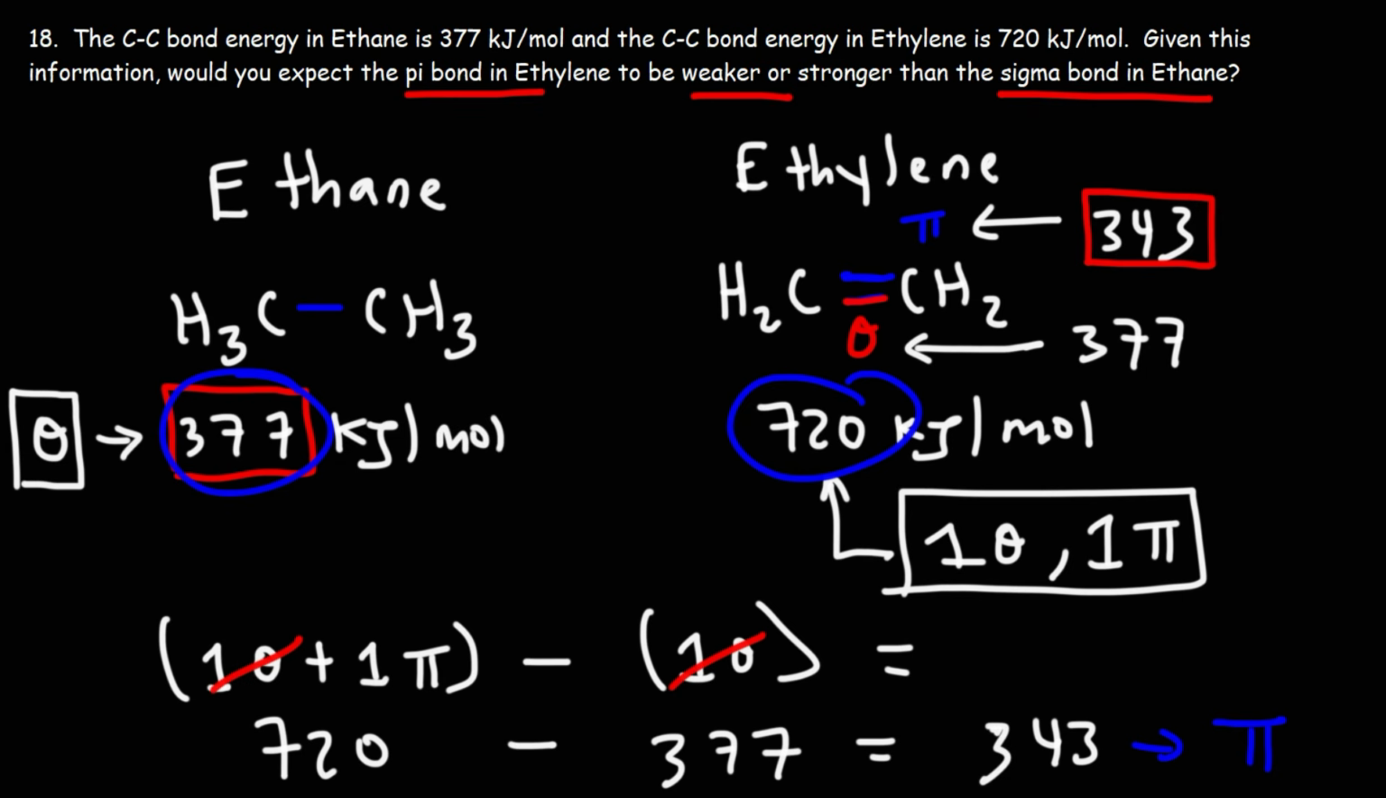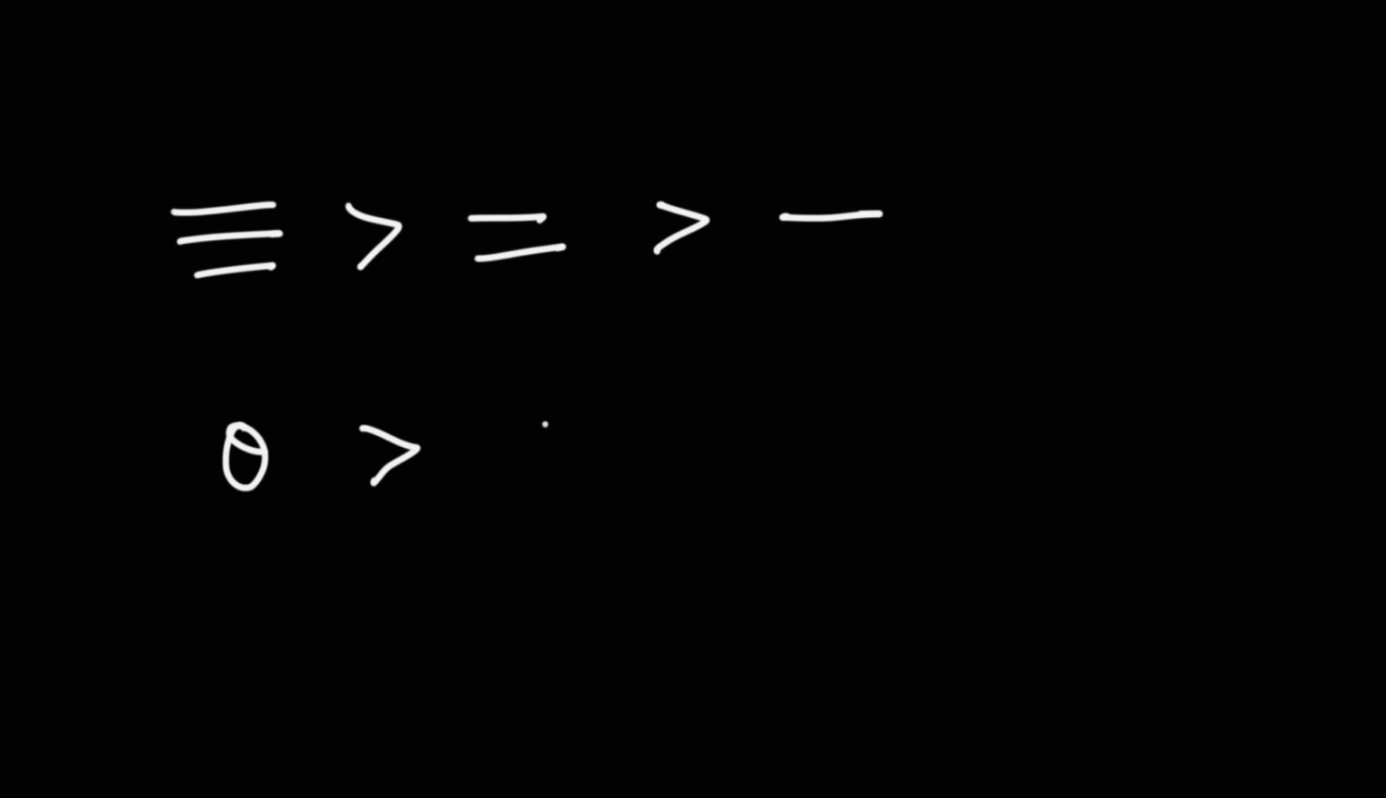But if you're comparing a double bond versus a single bond, the double bond is stronger than the single bond. So just to recap, a triple bond is stronger than a double bond, and the double bond is stronger than the single bond. A sigma bond on an individual basis is stronger than a pi bond. That's what you need to know for your test.